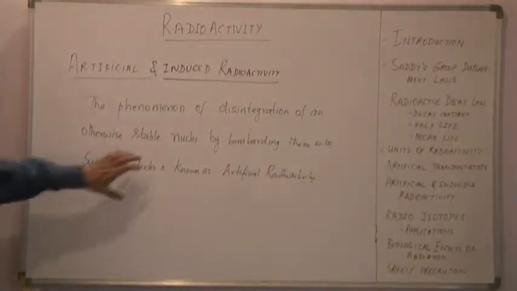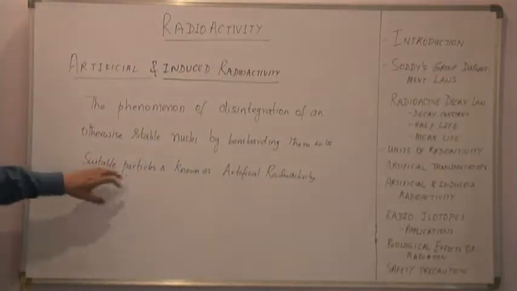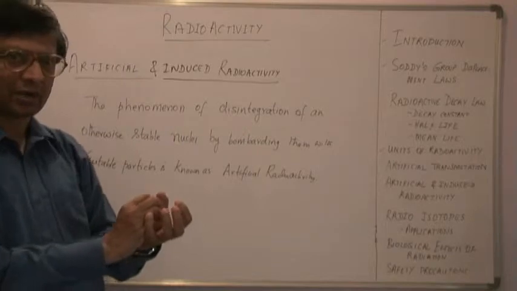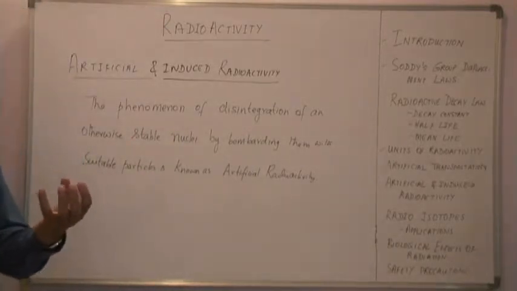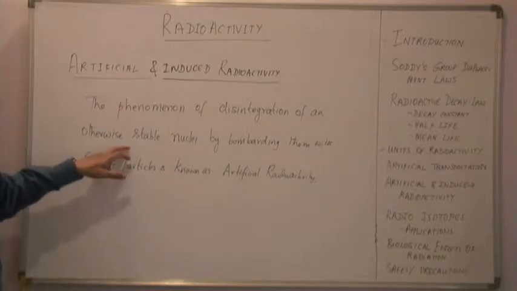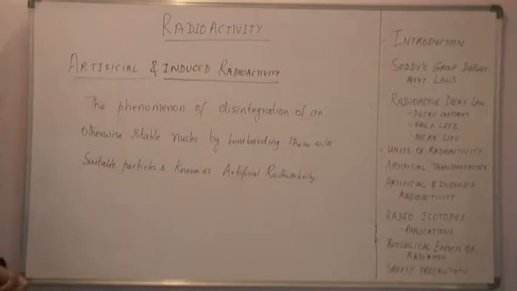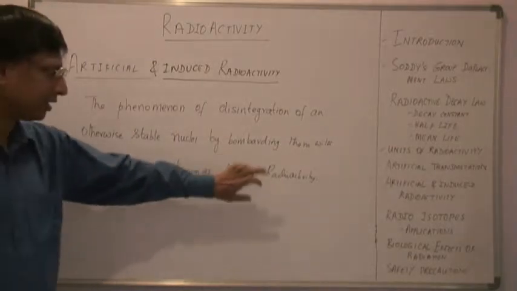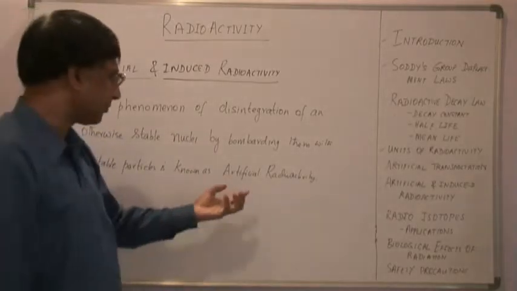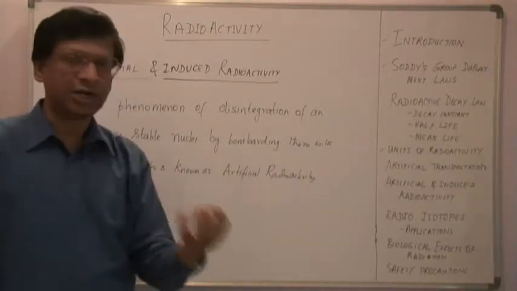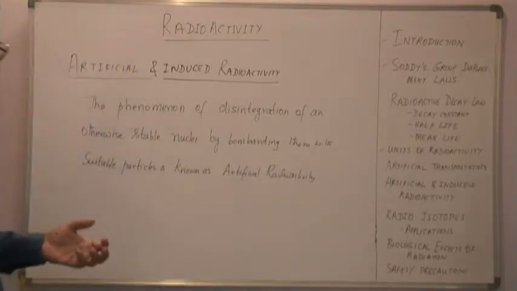Effectively, it means that the nucleus was otherwise stable. We made a suitable particle interact with that, or we bombarded this nucleus with a suitable particle, thereby making this nucleus unstable, and then it disintegrated into two daughter elements. That process is known as artificial radioactivity. So this radioactivity is artificially induced in this otherwise stable nucleus.